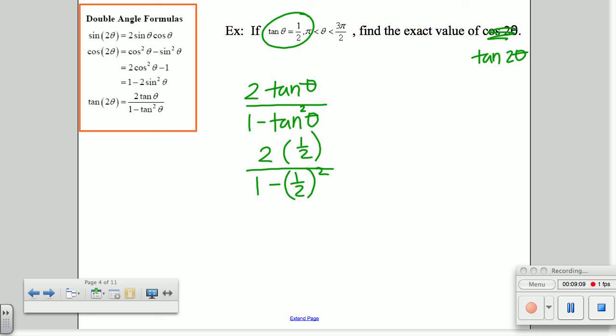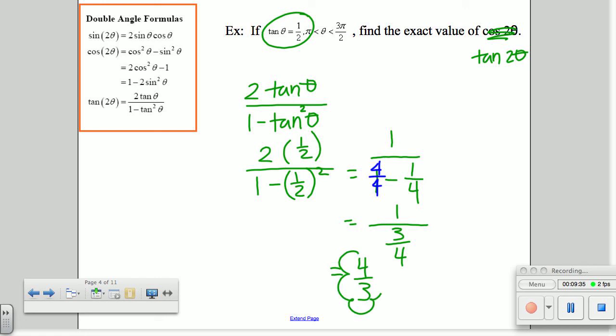And now really we just have to simplify some fractions here. 2 times 1/2 is 1 over 1 minus 1/4 when I square the 1/2. In the denominator, I'm going to change my 1 whole to 4/4. So we get 1 over 3/4. And dividing by a fraction is like multiplying by the reciprocal. So our answer in this case would be 4/3.